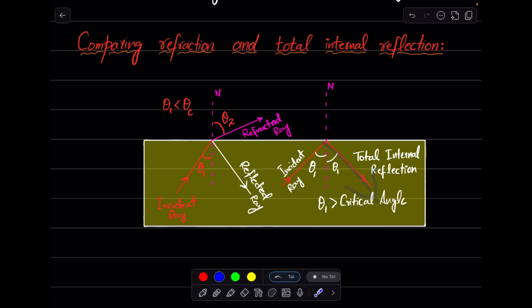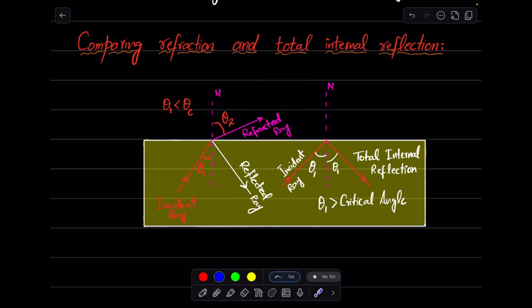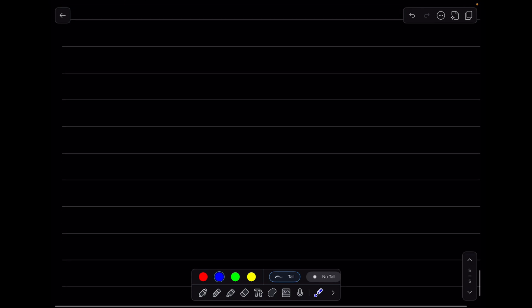The main key point is that in simple reflection, light partially bounces back and some portion moves into the second medium, so the refracted ray will be more intense and the reflected ray will be less intense. That is an important point to keep in mind. Okay, so that's all for this topic.